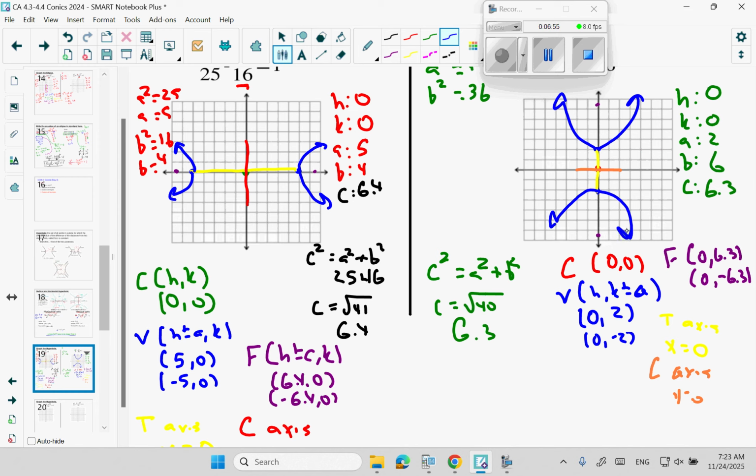If you wanted to, you could pick an x value, plug it into your equation, and solve for y and get y values. It ain't that deep.